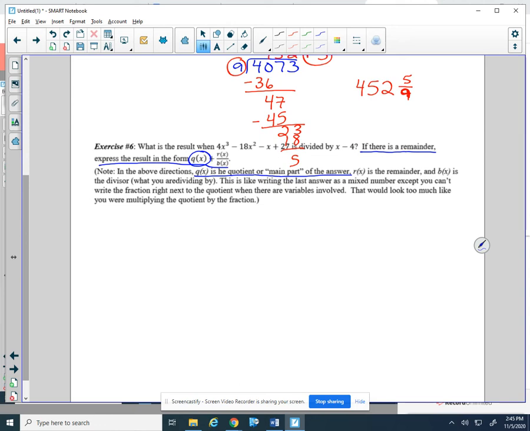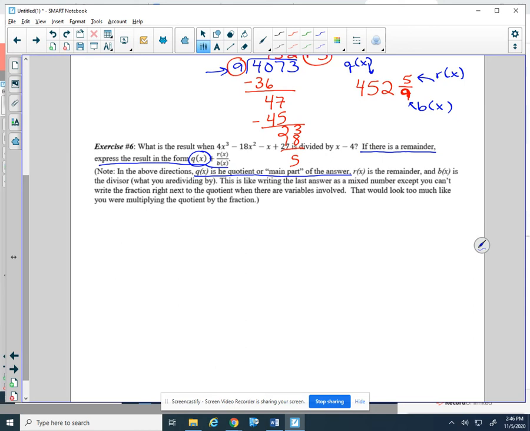R of x is a function that's the remainder. So whatever the remainder is, in this case, r of x would have been 5, q of x would have been 452, and b of x is the divisor, or what we're dividing by. So in this case, this would have been q of x, r of x, and then this number we were dividing by is b of x. So they gave them function names. It's kind of confusing, but getting used to the directions and knowing what to do is important.